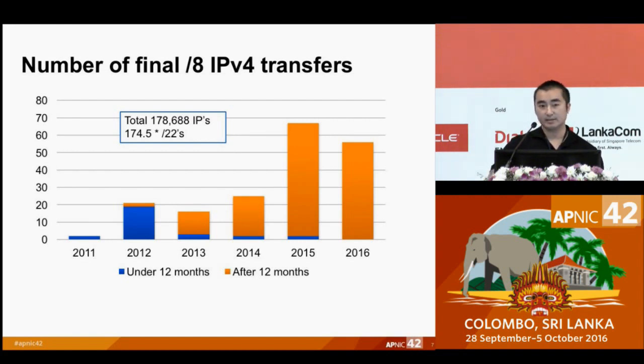At the start, you can see that some of the addresses were transferred under 12 months because there was no demonstrated needs requirement. So what we saw was some accounts received the addresses from APNIC, and in less than 12 months, those addresses were transferred out. Now we expect organizations to use the addresses for at least 12 months, because that was what their plan was when applying for those addresses.